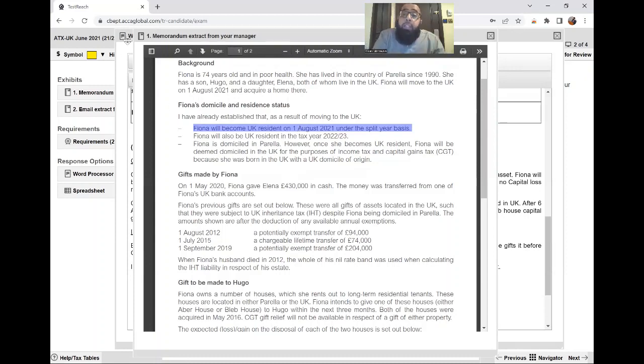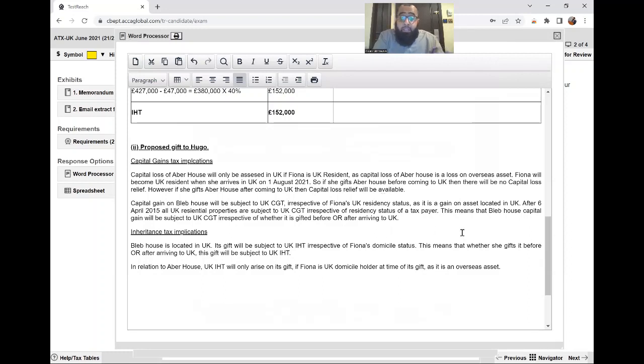Listen to me while I'm writing the answer. I will repeat each and everything. In relation to our house, UK IHT will only arise on gift if Fiona is UK domicile holder at the time of gift, as it is an overseas asset. Fiona is not a UK actual domicile holder as she holds domicile of Kerala.